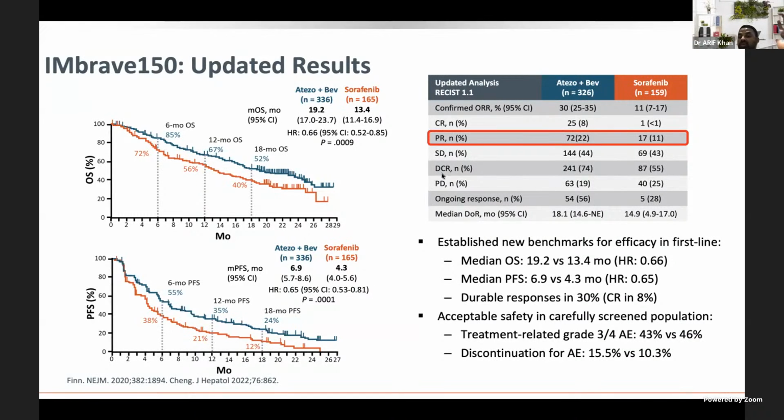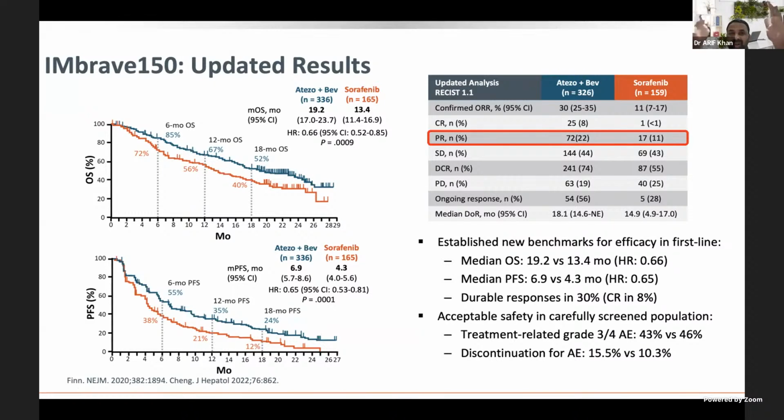We can see the response rates of 30%, CRs of around 8%, PRs 20%, stable disease 44%. Median duration of response was 18.1 months. I want you to just remember these figures because I'm going to compare them with durvalumab. What do the numbers look like with durvalumab?